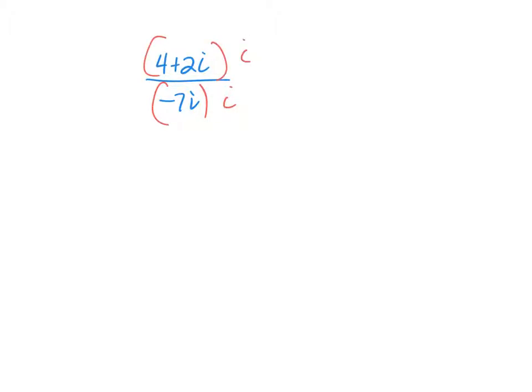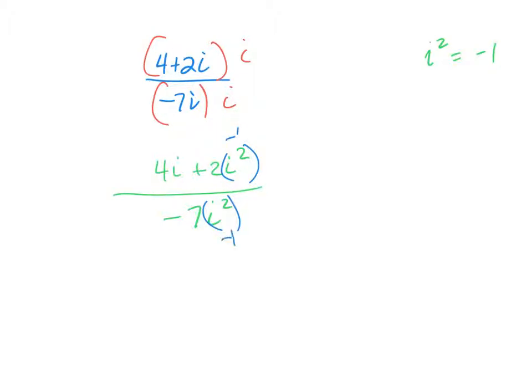Okay? Because if you remember, what does i squared equal? Negative 1. So when you do this, you're going to get 4i plus 2i squared over negative 7i squared. Everybody remember that? So both of these i squareds are really negative 1s. So let's see what that gives us.